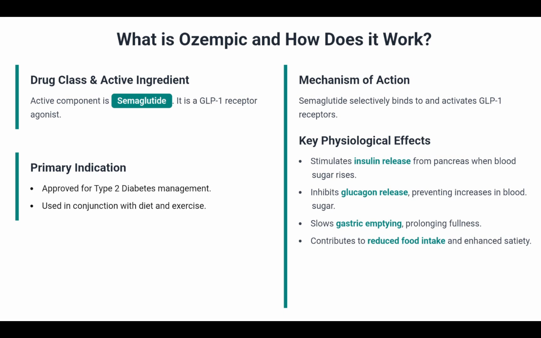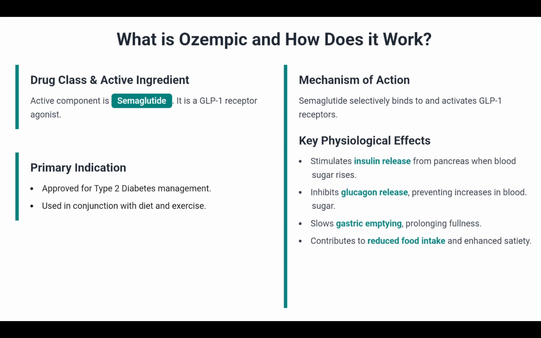Now let's understand its mechanism of action because this is where it gets particularly elegant from a pharmacological standpoint. Semaglutide selectively binds to and activates GLP-1 receptors, which are found in the pancreas, brain, gastrointestinal tract, and cardiovascular system. This activation produces four key physiological effects. First, it stimulates glucose-dependent insulin release from the pancreatic beta cells. This is a critically important point. It only does this when blood sugar is elevated, thereby significantly reducing the risk of hypoglycemia.